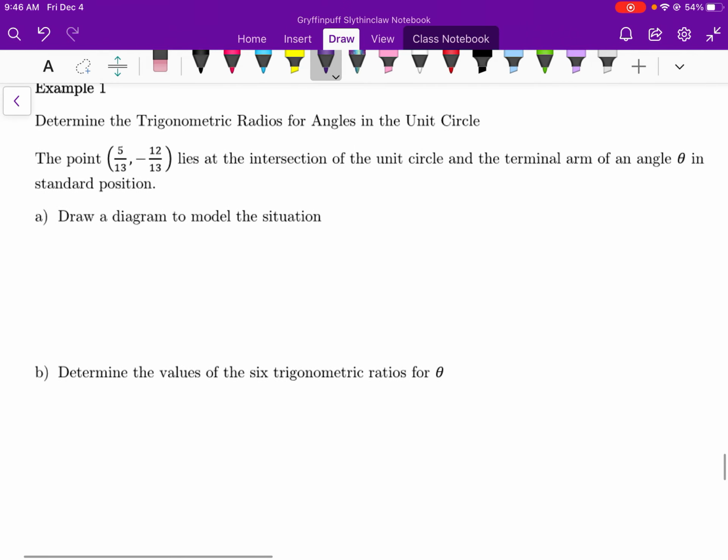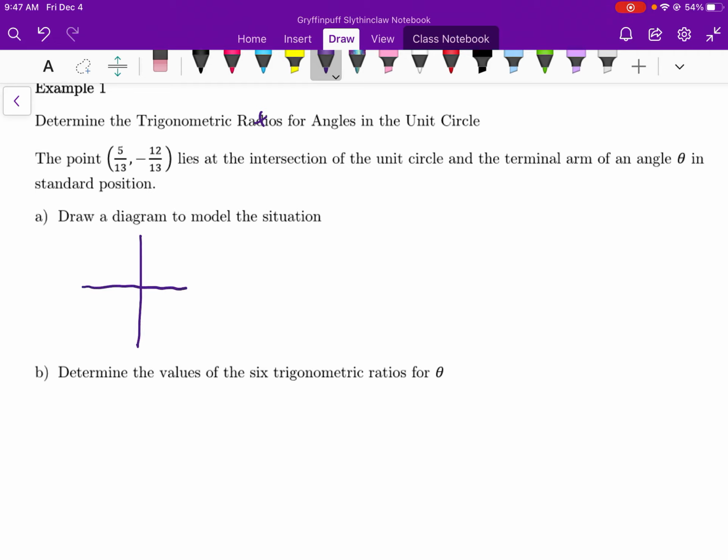Example 1. Determine the trigonometric ratios, not radios, for the angles on the unit circle. The point 5 over 13, comma, negative 12 over 13 lies at the intersection of the unit circle and the terminal arm of theta. Draw a diagram to model this situation.